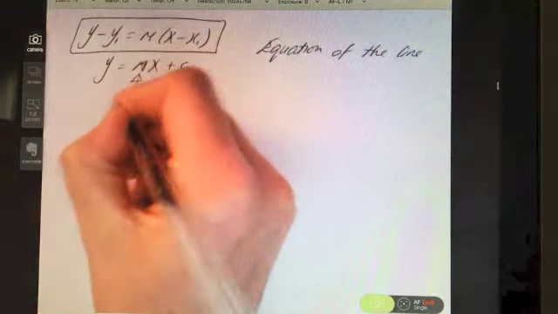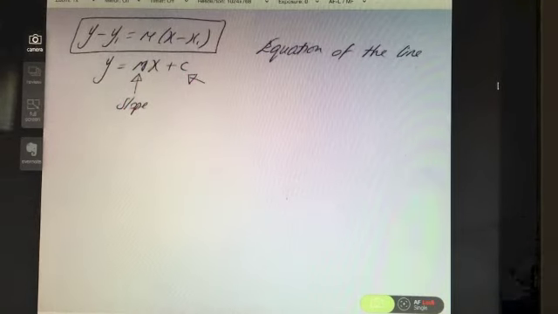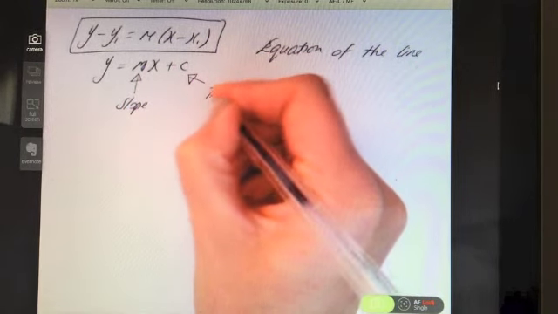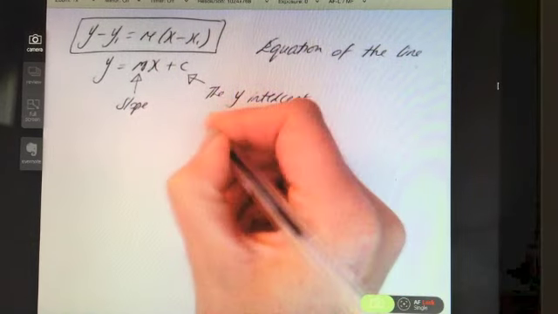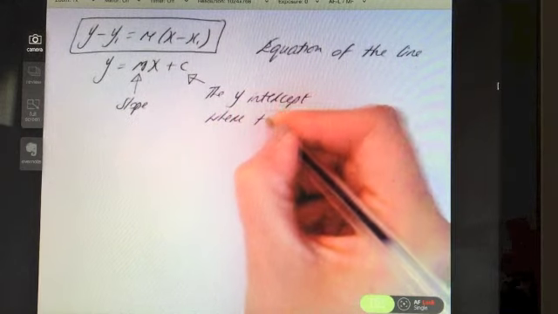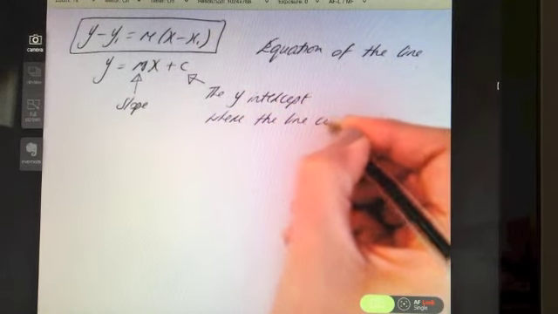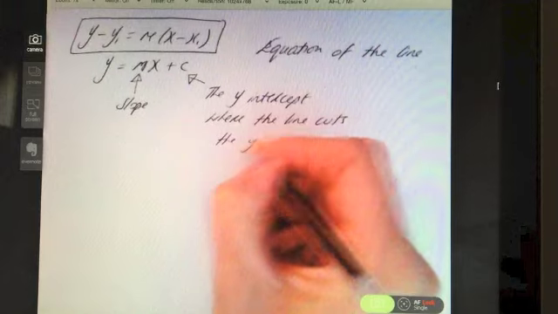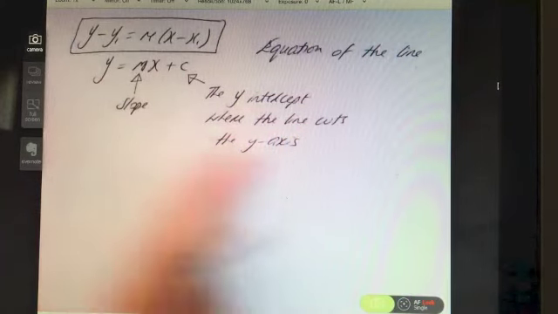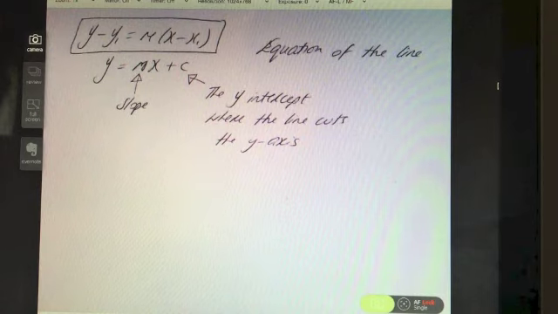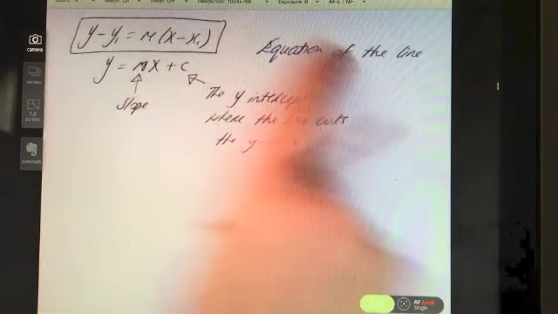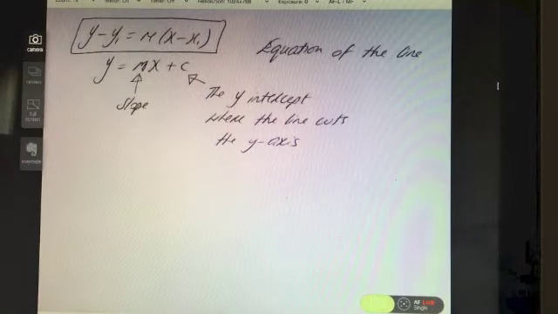So the m we know is the slope. The c is what's called the y-intercept. In other words, where this line cuts the y-axis. Now I'm going to talk about this again in my video on intersecting lines, okay? But I'm just going to talk about it briefly here because it does come up, as I said, in the log tables, where you have the formula for the equation of the line.